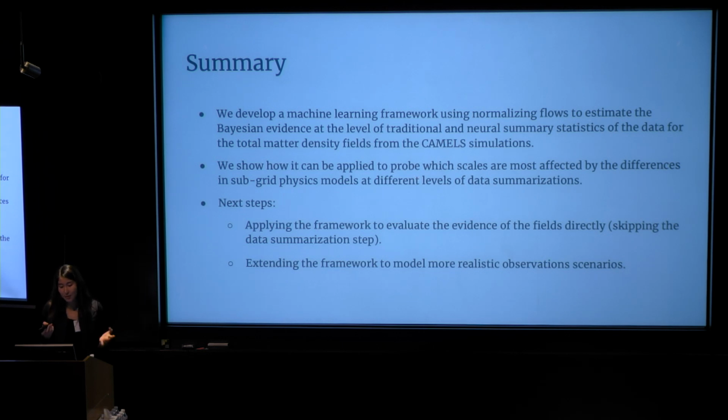We also showed how it can be applied to probe which scales are most affected by the differences in the subgrid physics models. And we can compare it across different levels of data summarization, again power spectra, bispectra, neural summary statistics, to see which ones aid the most when it comes to detecting model misspecification. As next steps, it would be interesting to apply this framework to evaluate the evidence of the fields directly, skipping the data summarization step, and also to extend this framework to model more realistic observation scenarios.